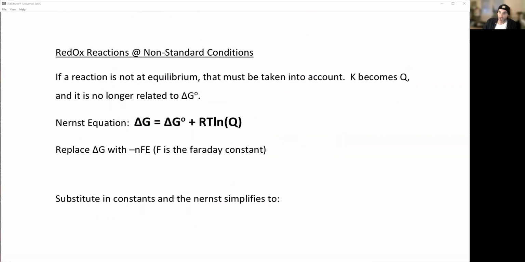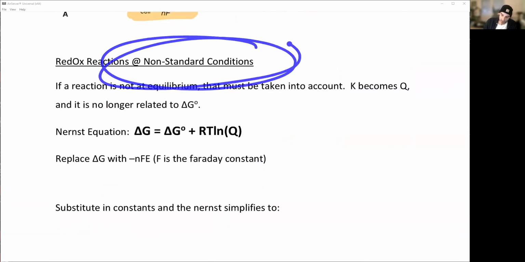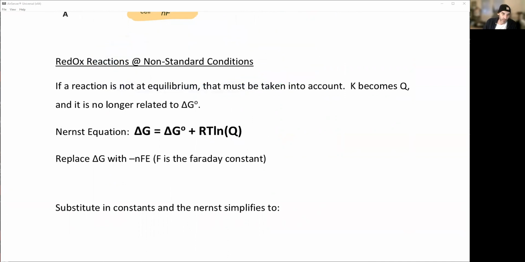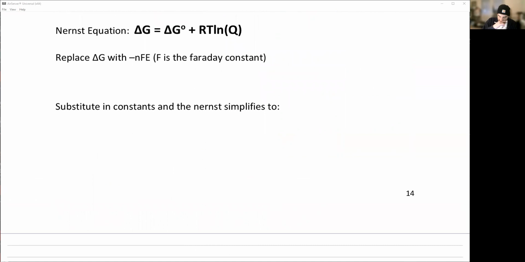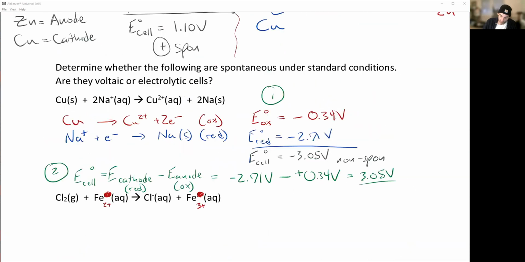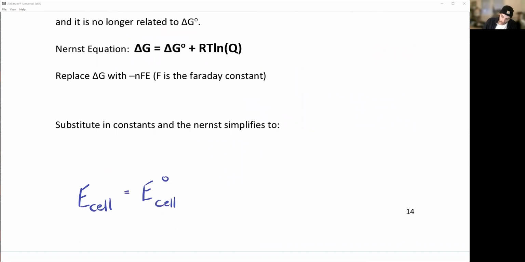But under non-standard conditions, we have the Nernst equation. We are now at a Q. We were not at equilibrium. I'm going to skip writing out the derivation and just write out the equation. E cell of the non-standard is equal to E cell naught. That's me determining what the standard E cell is, and you can get that from any of these equations or doing one of these methods.